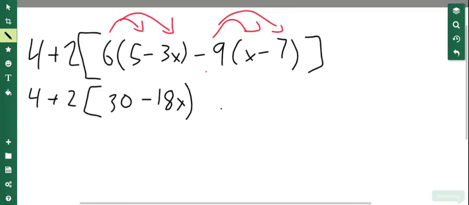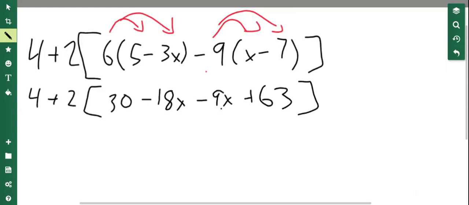All right. Now, you could either do 9 first or just the minus, right? So what is negative 9 times x? Well, that's negative 9x. What is negative 9 times negative 7? So negative times a negative is going to be a positive, and that is going to give us positive 63.